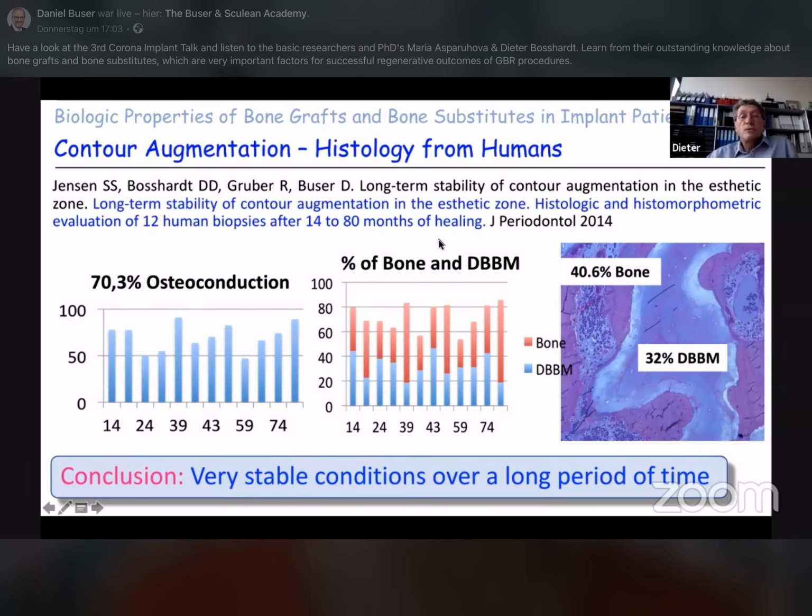What about new bone formation? Now we measured on average over the whole observation period from 14 to 18 months, 40% new bone and 32% bone substitute particles. And this was very stable over time and did not really change over time. So very stable conditions. After 80 months, there was still enough Bio-Oss there probably to keep the volume so stable.